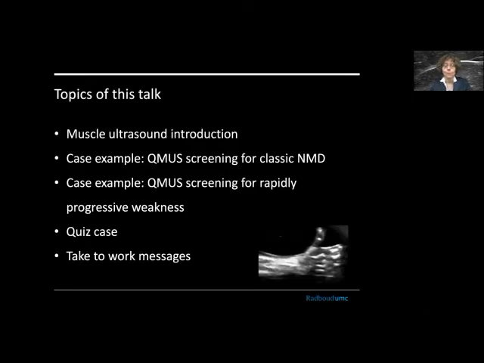So the topics of my talk will be a very quick introduction for those of you who haven't seen the previous presentation. And then two case examples. One, how you could use quantitative muscle ultrasound screening for classic neuromuscular diseases. And two, how you could use it to screen for rapidly progressive weakness. Then we're going to do a quick quiz case for you. And then I have some messages I hope you will take to work with you.